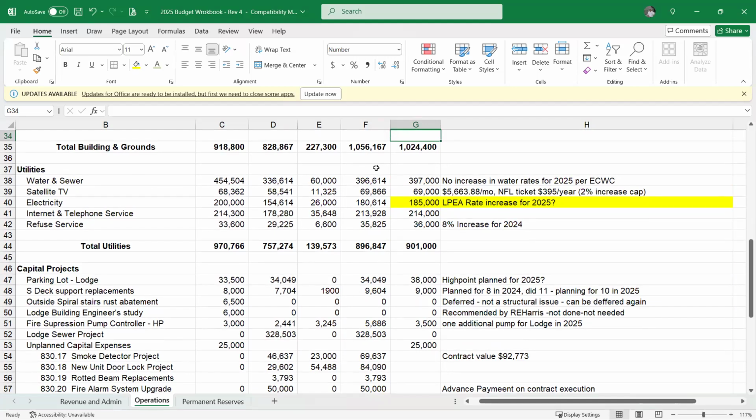The best news is that Elder Creek Water Company informed us that there'd be no increase in water rates for 2025. So looking at exactly what we spent for this year, if we can expect that our water usage will be about the same, we can reduce the budget down to 397.